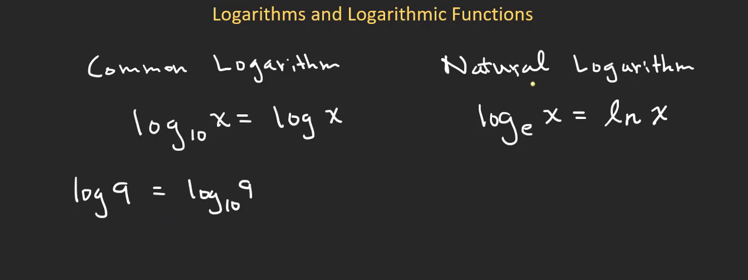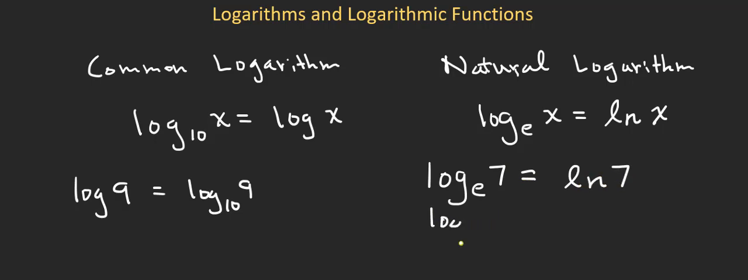Now the natural logarithm is when the base is e. Remember e? We talked about it earlier in another video. When the base is e, we write log base e of x as ln of x. So for example, log base e of 7, we write as natural log of 7. Log base e of 15 will be natural log of 15. So these are common logarithms and natural logarithms.